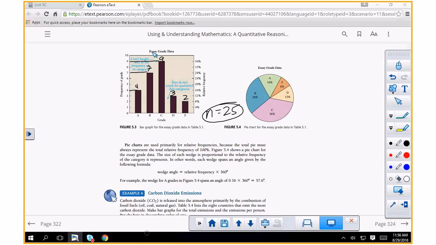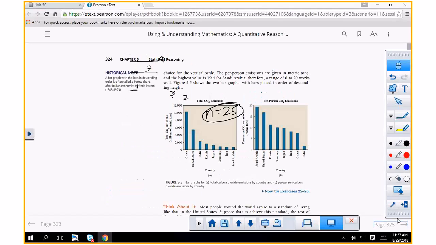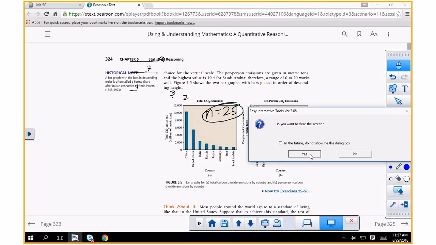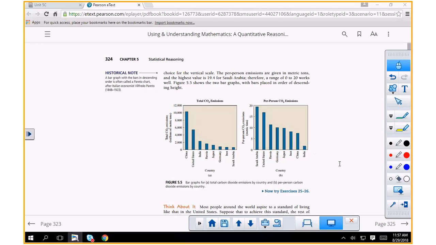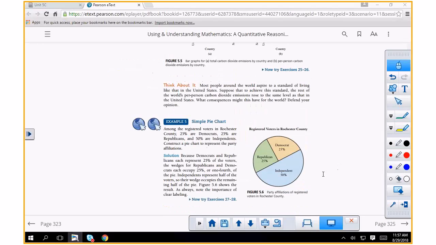But make sure you can calculate with a pie chart, because that is not only a standardized test question, it is also a test question in my book. There's another chart. If I ask you, if 1,500 people are surveyed, how many of the 1,500 people are independent? 750, because 50%.